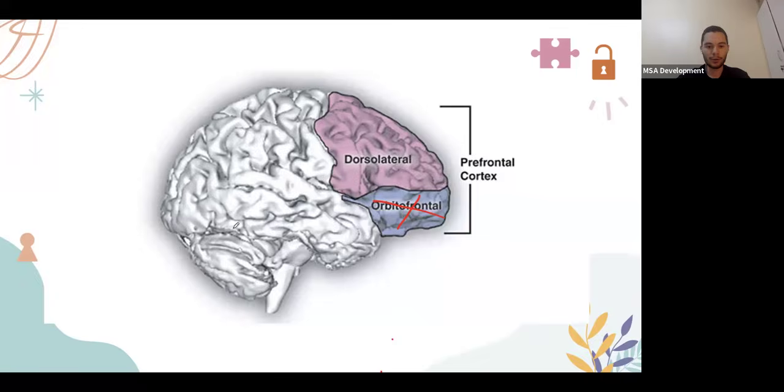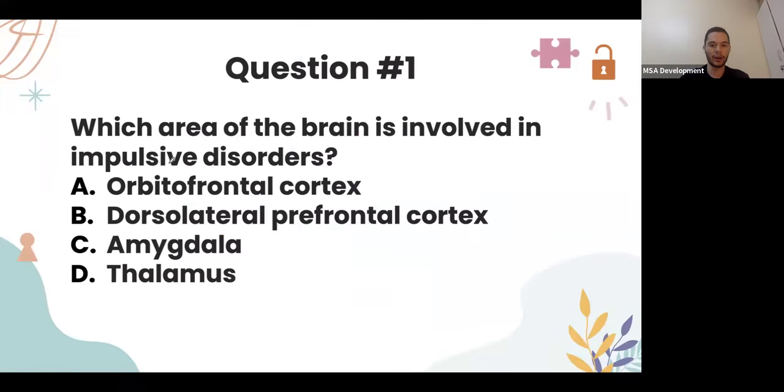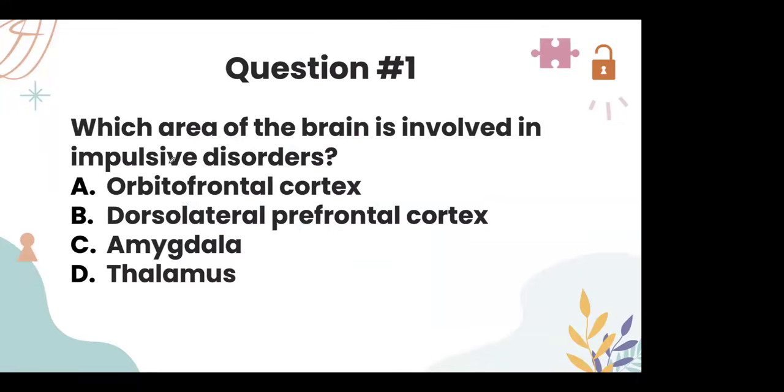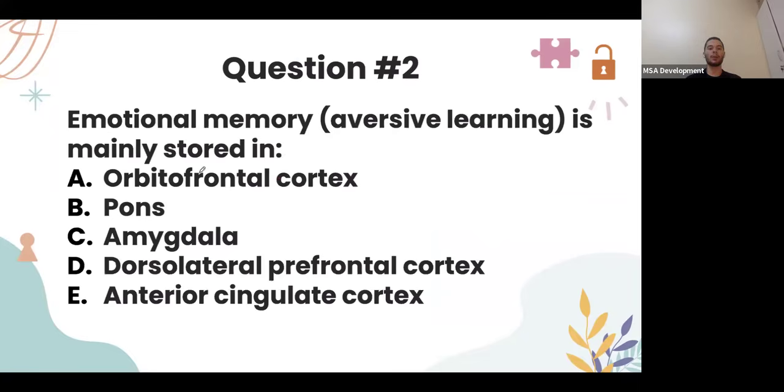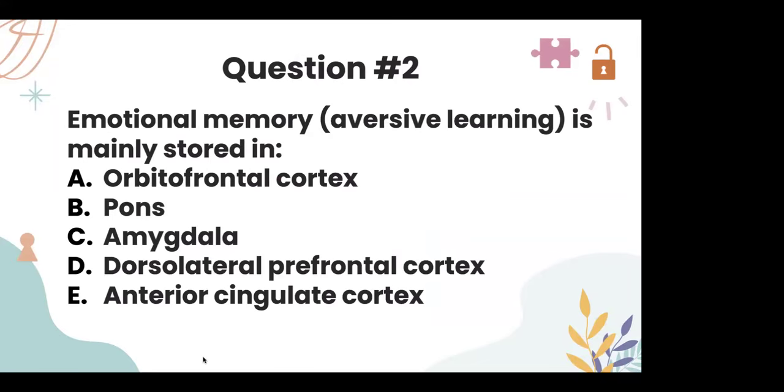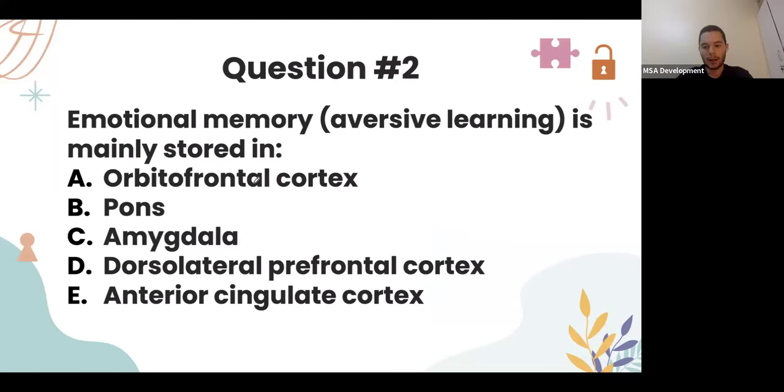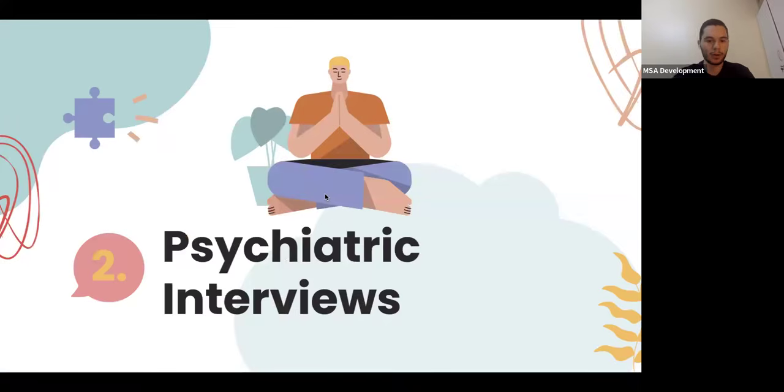So let's move on to quick questions really quickly. Which area of the brain is involved in impulsive disorders? A, B, or C? A. A. Okay. And next question. Emotional memory is mainly stored in? Amygdala. Yeah, the amygdala, because emotions. So this was for the first lecture.